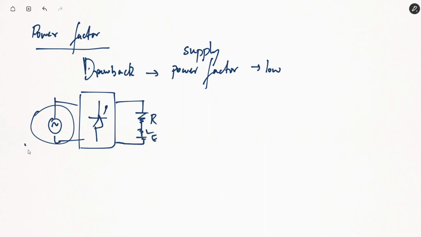So talking about this supply, what we see is that the power factor in the supply voltage, supply current will be very low, and particularly as the speed of operation decreases, we have a wide control over the speed in case of DC motor drives. So the lower the speed, this power factor will deteriorate even further.